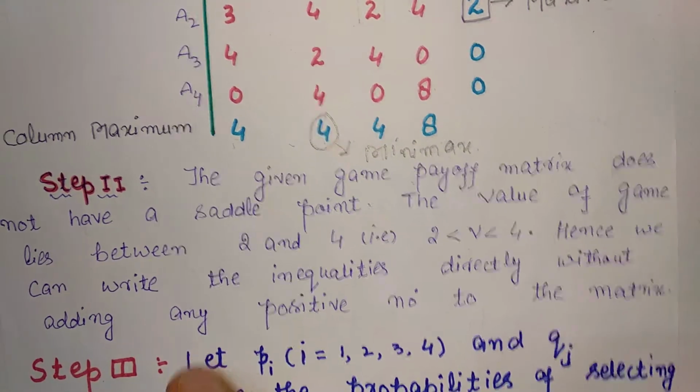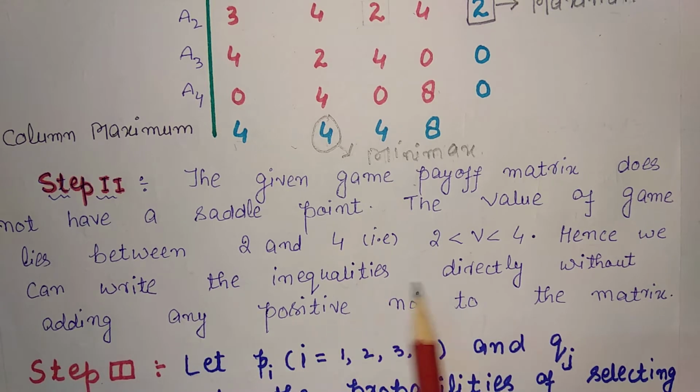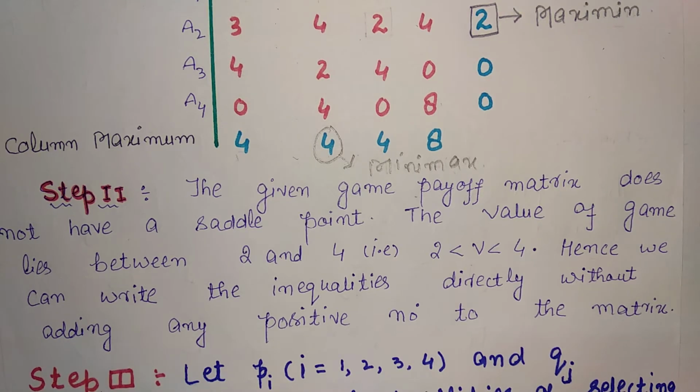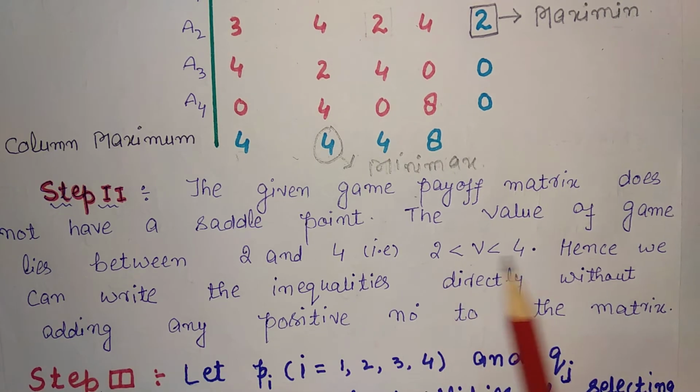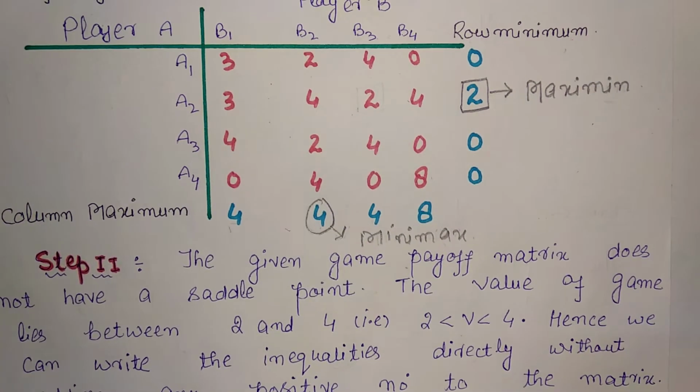Hence we can write the inequalities directly without adding any positive number to the matrix. As the value of the game lies between 2 and 4, it means that the value of the game will always be positive. There is no chance of v being negative or 0. So here there is no need of adding any constant to the payoff matrix.